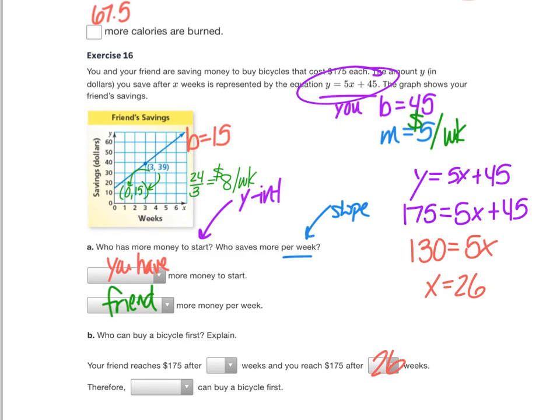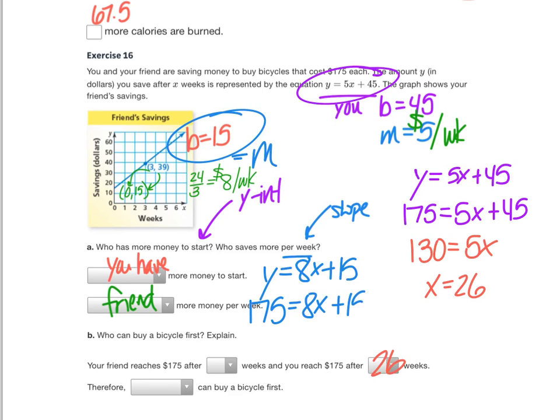Now our friend's equation: their y-intercept is 15, their slope is 8, so their equation is y equals 8x plus 15. I'm going to plug in 175 for them. Subtract 15 from both sides. Divide by 8, and that gives us 20. So our friend will earn it in 20 weeks. Even though we started with more money, they're saving $8 per week to our $5 per week, so they will catch up with us, and therefore our friend can buy the bicycle first. Gosh, writing with this really stinks. Friend will buy the bicycle first.